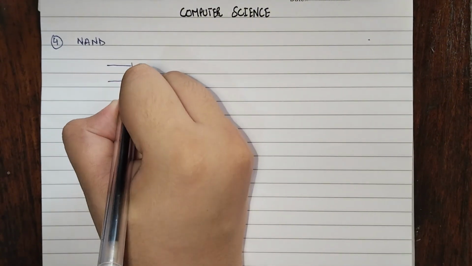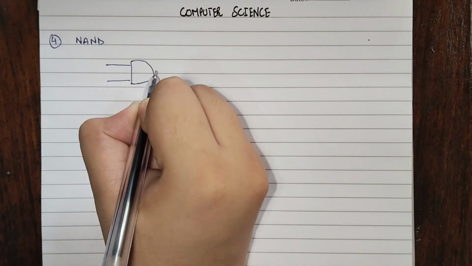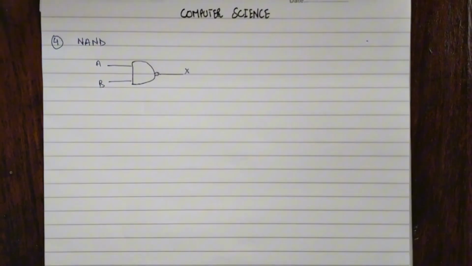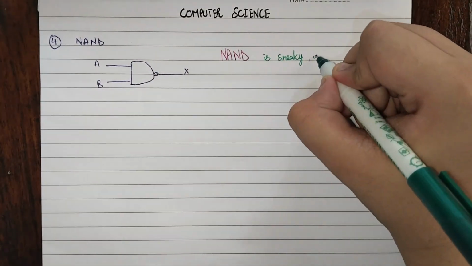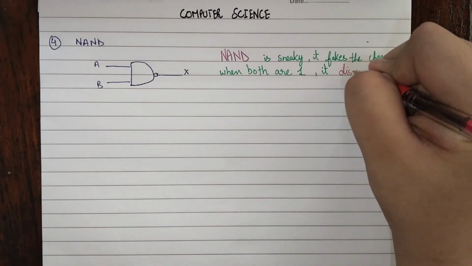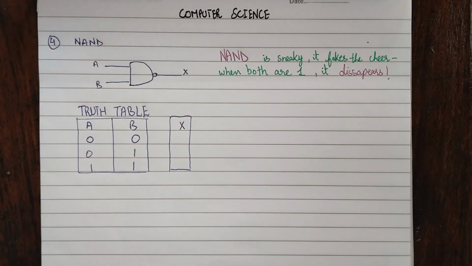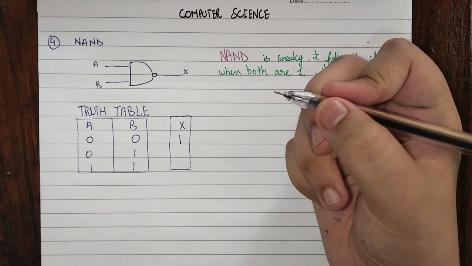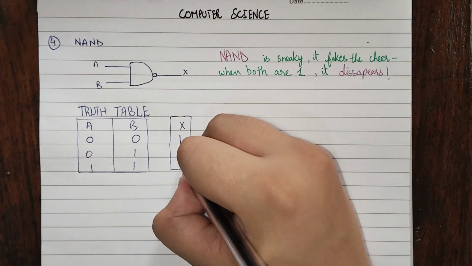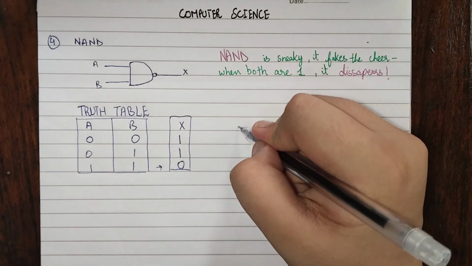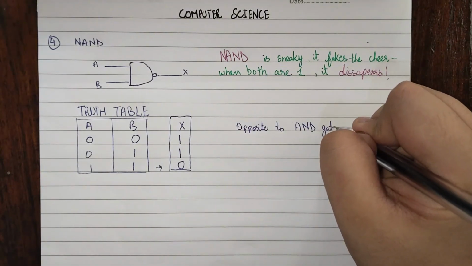Okay. So now comes the NAND gate. NAND gate is opposite to AND gate. It also has 2 inputs and it outputs 1. So NAND is sneaky. It fakes the cheers. When both are 1, it disappears. So basically, whenever the 2 inputs are 0 or either one of them is 0, it will have a 1 as an output. In the rest case, when both are 1, it will have a 0 output.